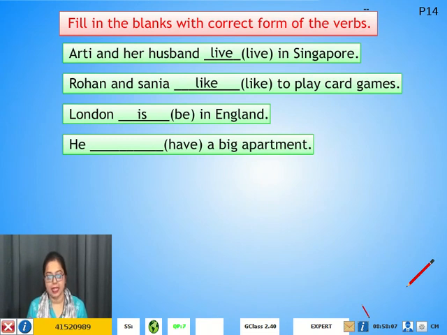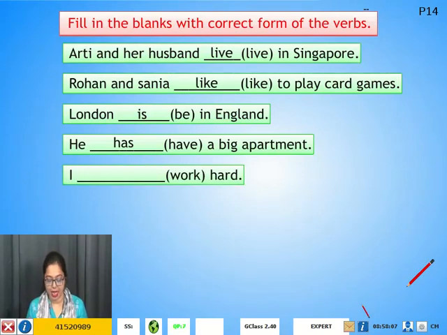Then the next exercise coming up on the screen is he dash have a big apartment. So have is there in the bracket. Then what will be the answer? He is there, third person singular number. So it will become has. He has a big apartment.